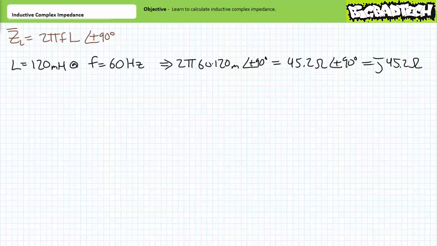If we were to express this in rectangular format, Z of L would be equal to positive j 45.2 ohms. Although this is kind of old-fashioned and all the cool kids nowadays are using polar format, as should you if you want to stay on the cool side of history. Introductory AC circuit analysis scenarios largely involve the use of this basic impedance formula. As such, let's gain some practice using it with some basic example problems.